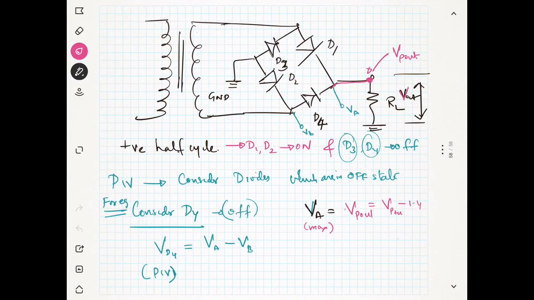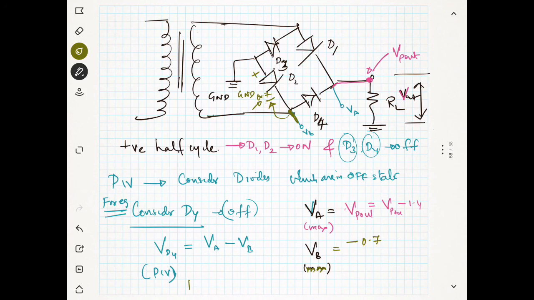Now what is VB? What is the maximum value of VB? You see here, this is VB with respect to the ground. This voltage is plus because D2 is on, so 0.7, and at this point it is a minus sign, and the voltage with respect to the ground is just 0.7, so minus 0.7. So this is how to calculate.